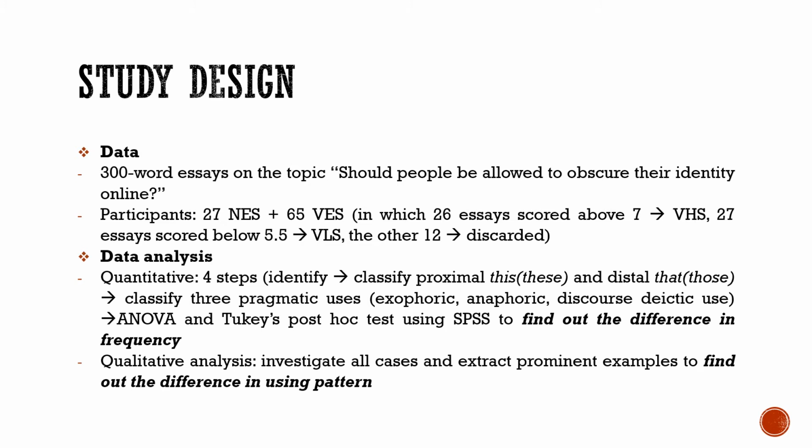My participants include 27 native English speakers and 65 Vietnamese English speakers, in which 76 essay scores are above 7. I use the IELTS band score to classify the writing proficiency of these Vietnamese English speakers. It is found that 26 essays score above 7, and I will group those into the Vietnamese high score group, and 27 essays score below 5.5, and I call them Vietnamese low score essays.